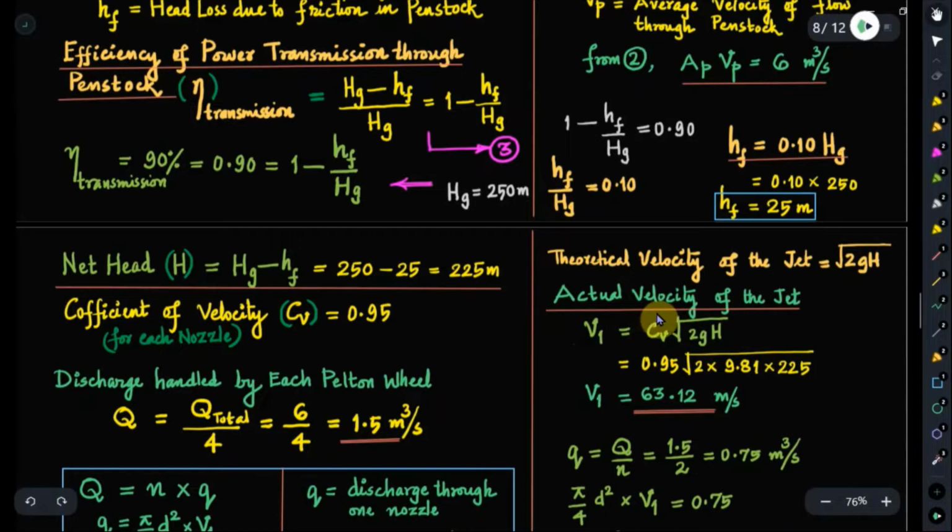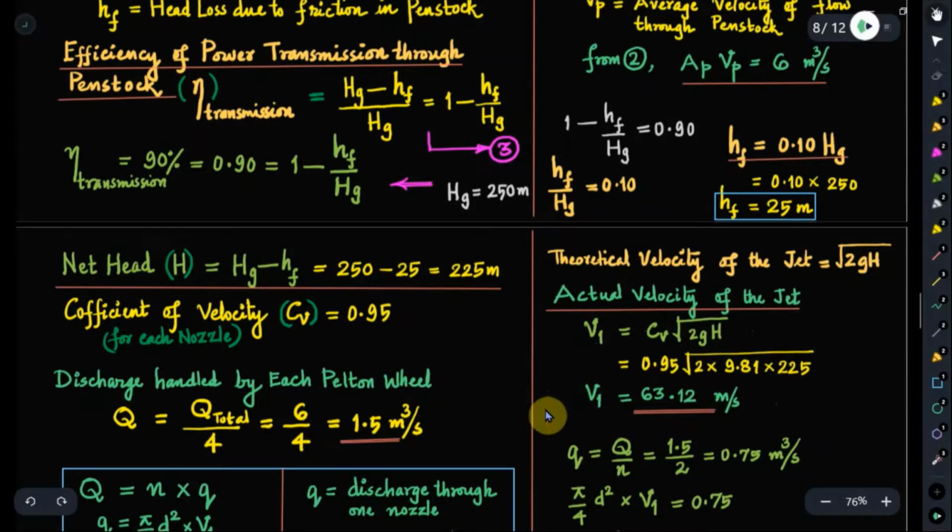Now the actual velocity of the jet V1 is equal to CV into root of 2gh, where the theoretical velocity of the jet is given by the velocity of efflux, root of 2gh. This h is equal to 225 meters. So we can now find out the actual velocity of flow through a single jet, that is the same for all the jets. So V1 is equal to CV into root of 2gh, that is 0.95 into root of 2 into 9.81 into 225. If you calculate this, you will get the actual velocity as 63.12 meter per second.